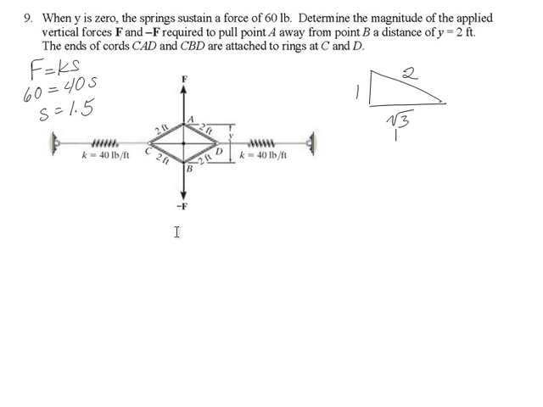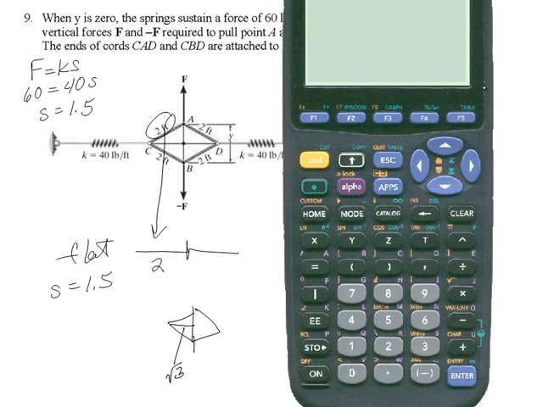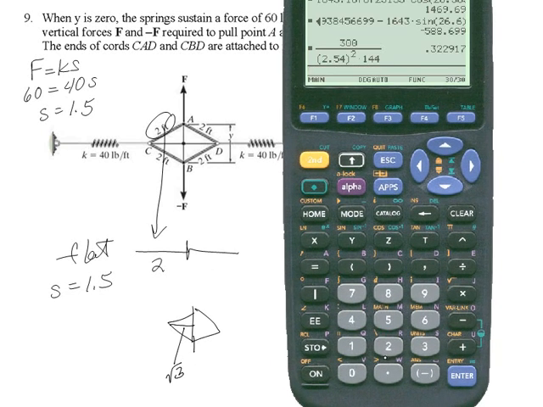So since this is a 1, 2, square root of 3 triangle, whenever this is flat, if I draw a picture of this one, this is flat. When this is flat, then this is a distance of 2 feet, right? Because this tells me that this is 2 feet. So I'm stretched, my S right here is 1.5 when it's flat. But whenever this is all parallelogrammy, then this distance is the square root of 3. So the new stretch is going to be 2 minus the square root of 3.